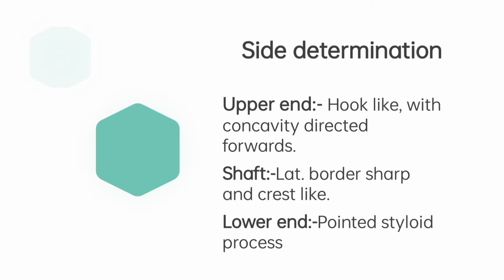The lateral border of the shaft is sharp. In radius bone, we already discussed that the medial border is sharp. In ulna, the lateral border is sharp and it is crest-like. Then the pointed styloid process lies posterior-medial to the rounded head of the ulna at its lower end.